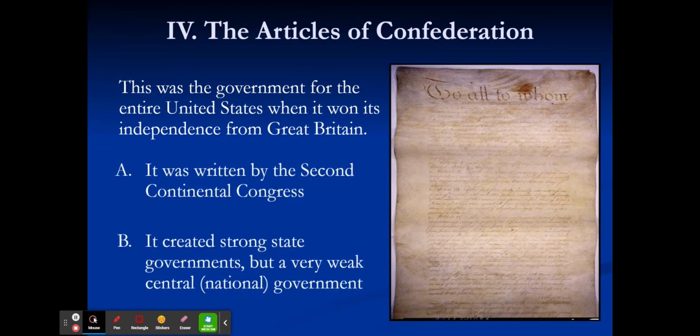Now, it created strong state governments, but a weak central government. What that means is it gave the central government, the government to run the whole new United States, too little power. Now, that may not seem important to you right now as you're listening, but a weak central government means that the government for the whole country could not collect any taxes to run the country, and it could not declare war against another country or establish peace with another country.